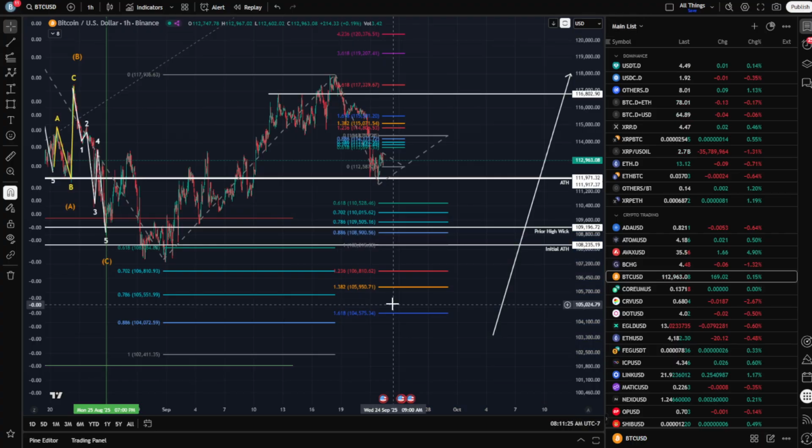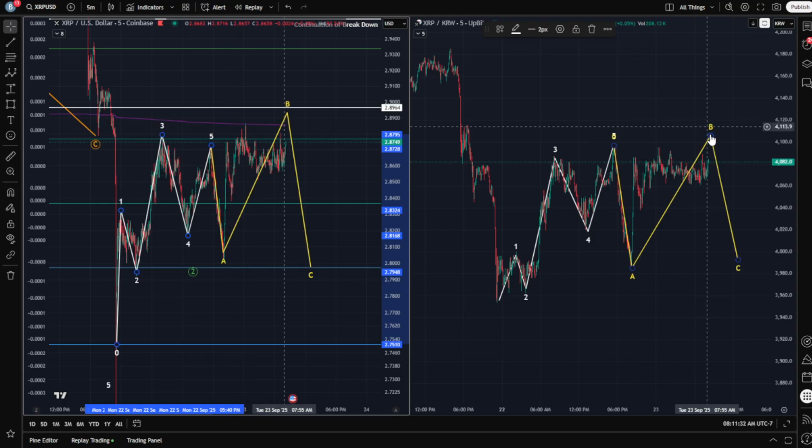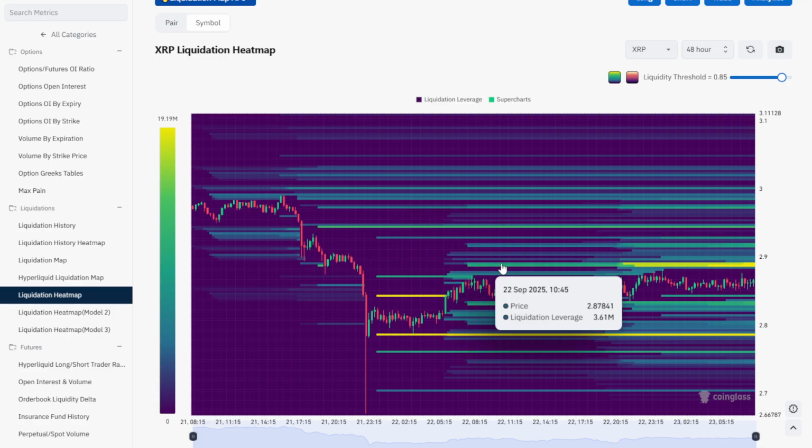And this breakdown on Bitcoin would coincide with the flat structure that we're going to see here on XRP moving up, and then a big smackdown. So liquidity, this is where we would expect to see this.